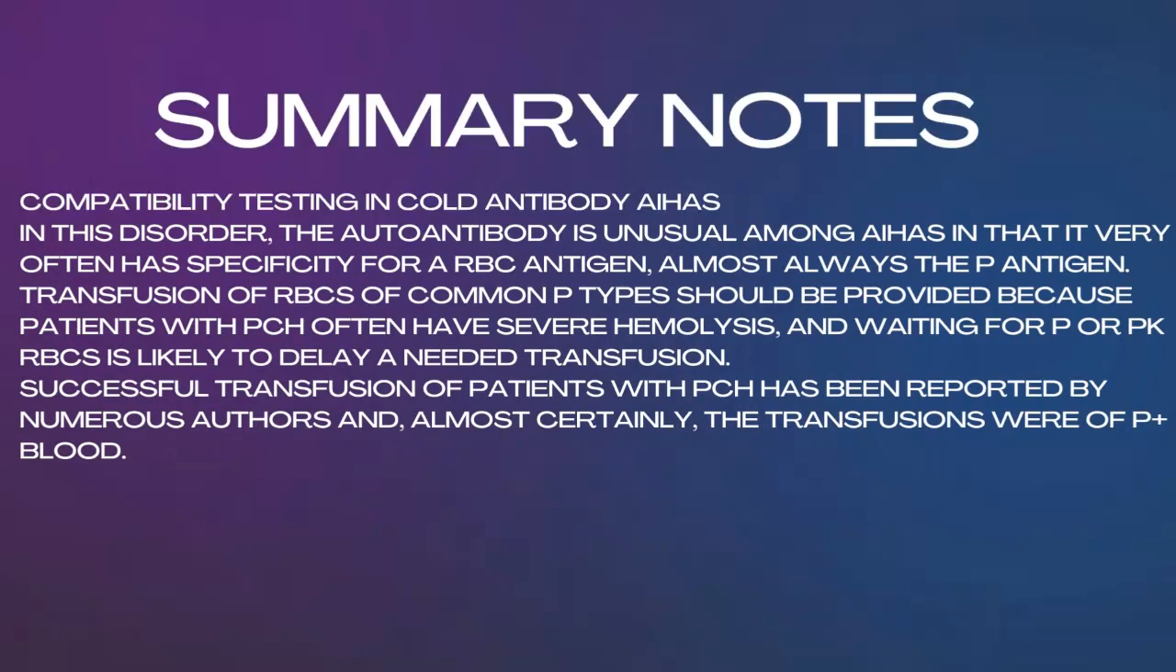In this disorder, the autoantibody is unusual among AIHAs in that it very often has specificity for a RBC antigen, almost always the P antigen. Transfusion of RBCs of common P types should be provided because patients with PCH often have severe hemolysis, and waiting for P or PK RBCs is likely to delay a needed transfusion. Successful transfusion of patients with PCH has been reported by numerous authors and, almost certainly, the transfusions were of P plus blood.